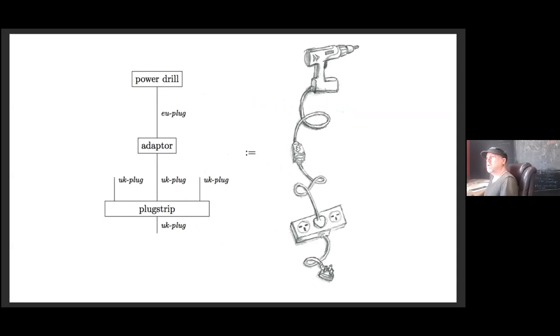You compose, but the compositional structure is a little bit more sophisticated, since I can have multiple outputs and multiple inputs, and these wires may have different characters. Like here you see UK plugs and EU plugs. Of course, you can't put one into the other.